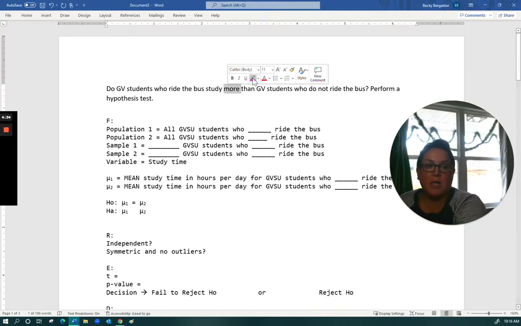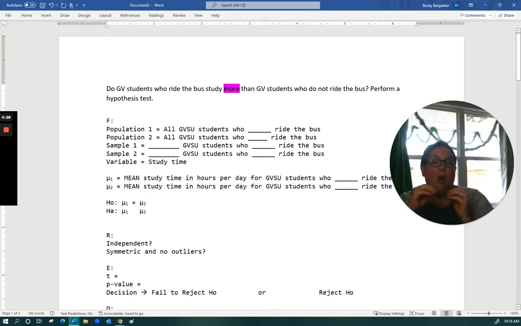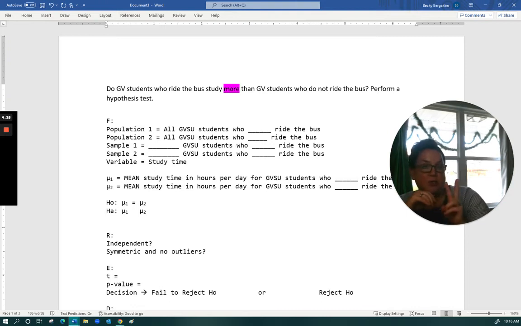So one of the key things that you want to focus on here is the word more. That means that our alternative is going to have a direction to it. It's not going to be a two-tailed test, which is the not equals. Here we actually want to see if one group is bigger than another group. So right now we don't have our groups decided.